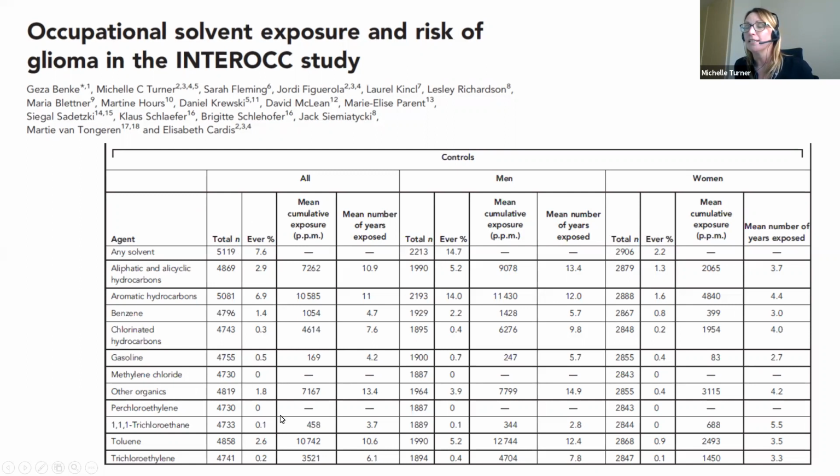And then here you can see the percentage ever exposed. And you can see for many of these solvent exposures, there were either zero controls ever exposed, or very, very small percentages of controls ever exposed. So that doesn't give us a lot of information to conduct our analysis of risk associated with these different exposures. So that's another limitation to consider, and to consider what populations you might conduct your studies in.